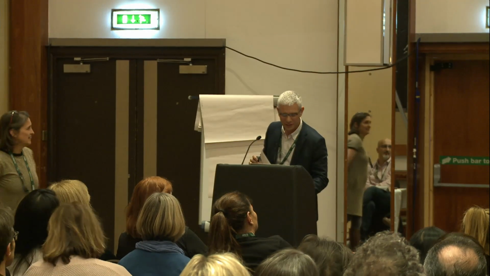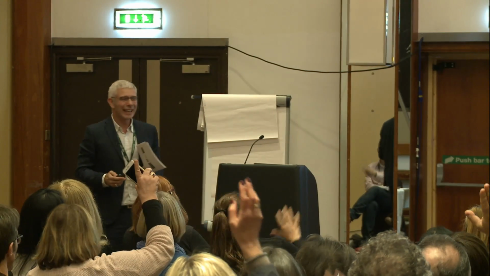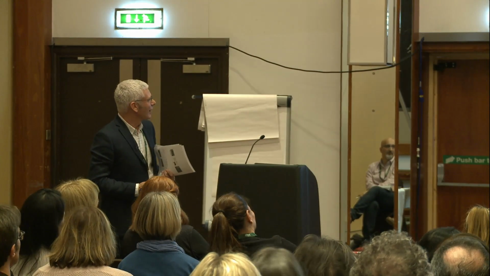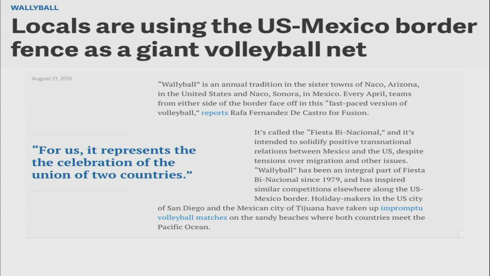Let's go back to the presentation. How many people agree with him? Okay. This is, in fact, the context. It's actually Naco, Sonora, and Naco, Arizona. I wouldn't have expected you to know that. It's interesting that many border towns have the same name. This is the locals using the US-Mexico border fence as a giant volleyball net. We haven't got time to go into more detail, but obviously you can see that net is quite strange.